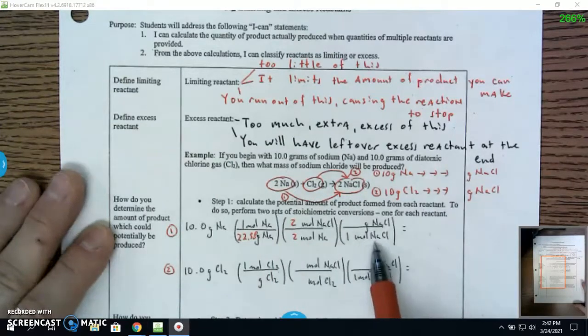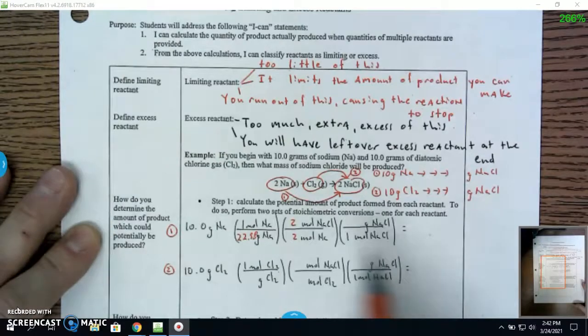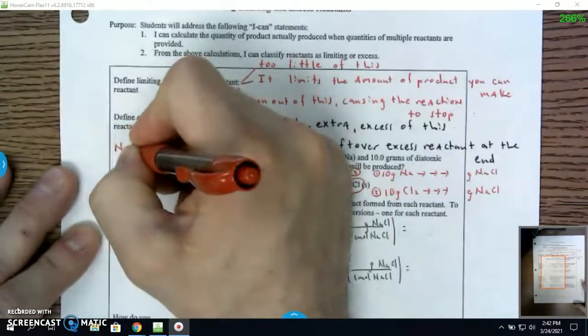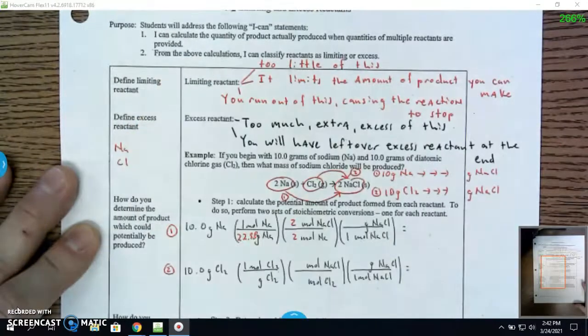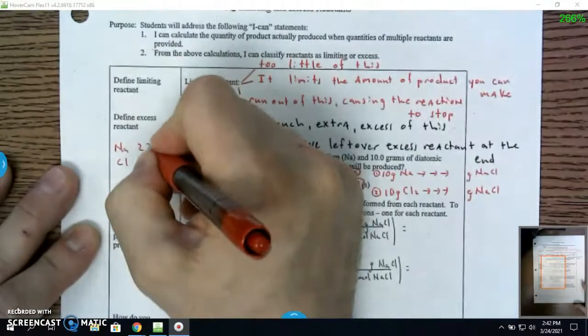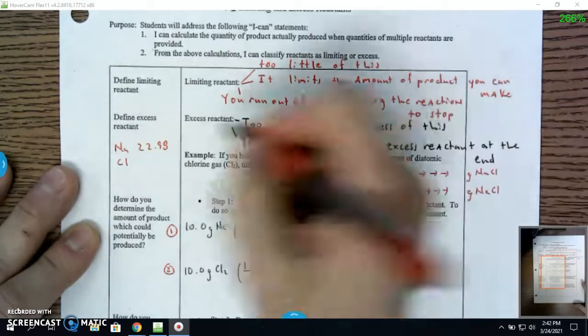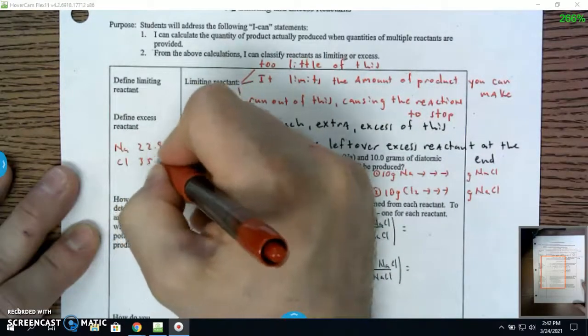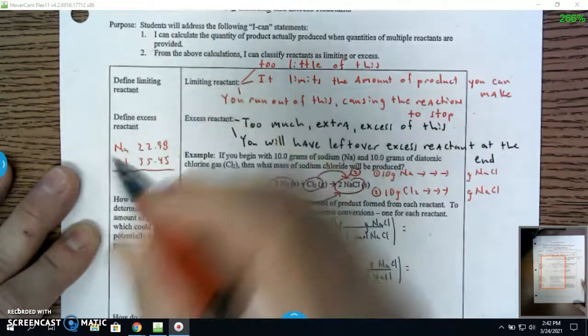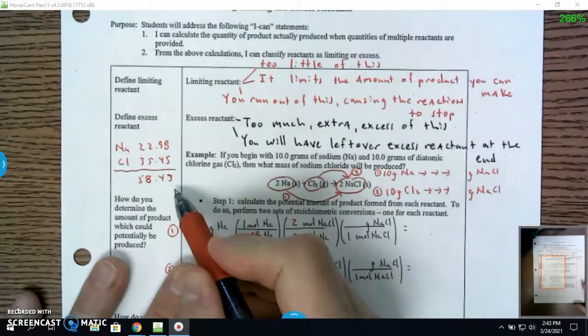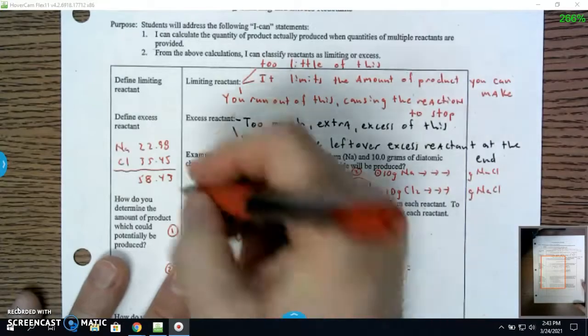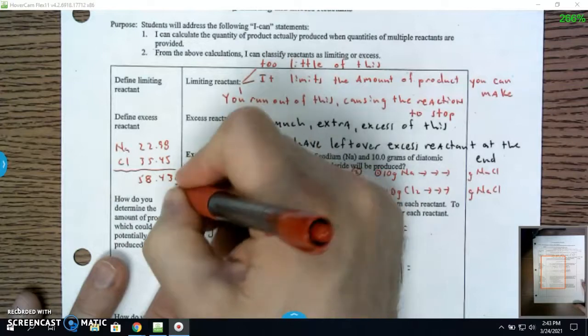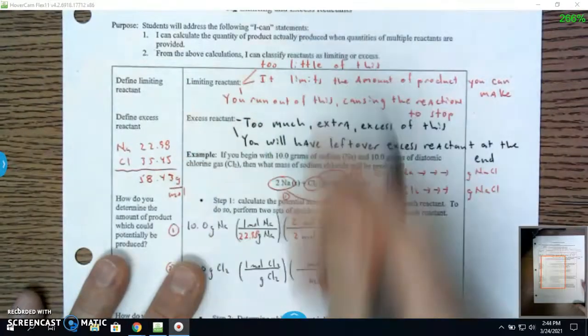Down here we need the molar mass of sodium chloride. To calculate the molar mass of sodium chloride, I'm just going to make a little accounting table up here. Sodium is 22.98. Chlorine is 35.45. I take the sum of those mass numbers, and I get a final molar mass of 58.43 grams per mole.